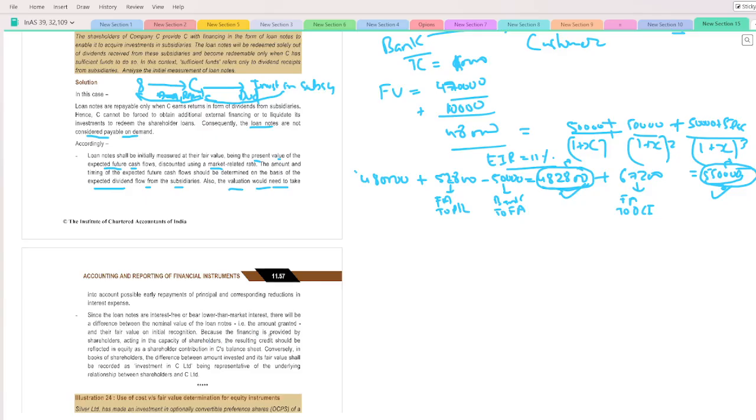So then the difference between the present value and the nominal value, like the transaction price, will be acting as an investment. It will be the investment in C Limited. So the resulting credit should be reflected in the equity as a shareholder's contribution in C's balance sheet. So in C's balance sheet, it will be your equity. And conversely, in the books of the shareholders, the difference between the amount invested and its fair value shall be recorded as an investment in C Limited. Yeah, so this I was just talking about here.